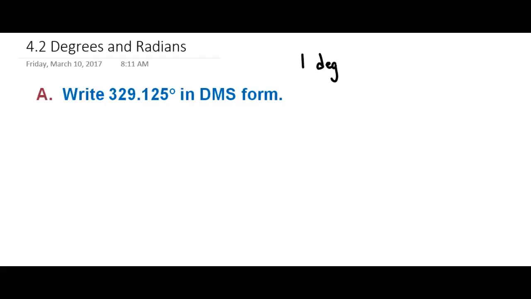So first of all, we need to talk about a degree. 1 degree is equal to 60 minutes, really tiny partial fractions of a degree. And then 1 minute is equal to 60 seconds. So when we have 329.125 degrees, we have 329 full degrees. And then we have to figure out what this 0.125 consists of.